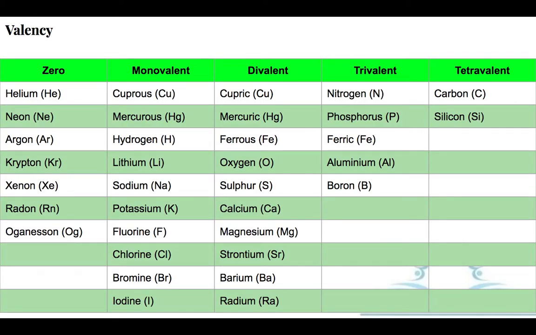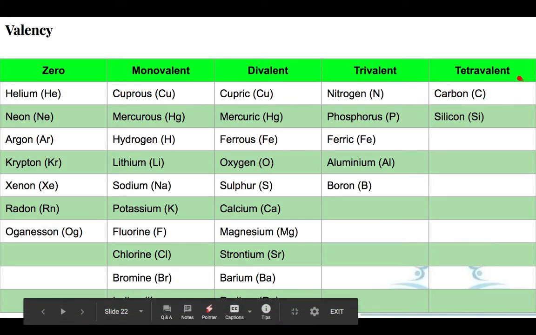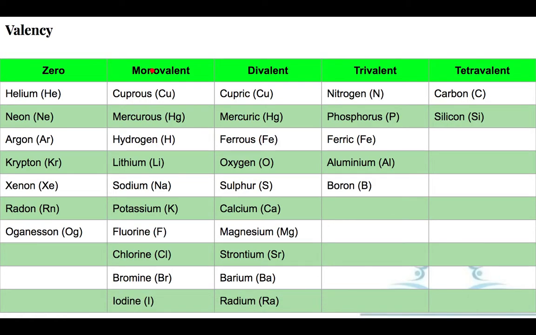Now this is the table showing valencies of different elements. Valency ranges from 0 to 4. The ones with valency 1 are called monovalent, divalent means valency 2, then valency 3, and valency 4. These elements have 0 valency: helium, neon, argon, krypton, xenon, radon.